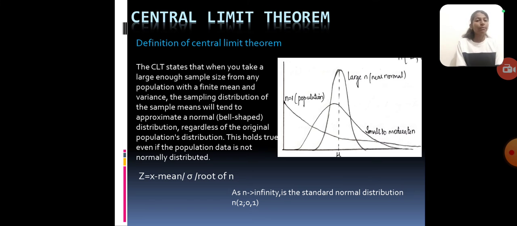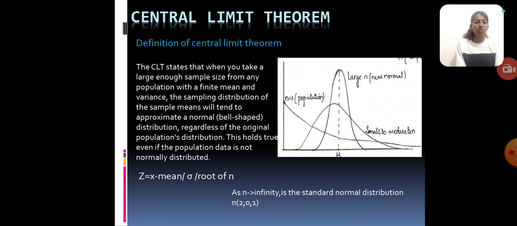Now we'll understand the central limit theorem. Definition of the central limit theorem: it states that when you take a large enough sample size from any population with a finite mean and variance, the sampling distribution of the sample means will tend to approximate a normal, that is bell shaped, as shown in the figure, distribution regardless of the original population's distribution. This holds true even if the population data is not normally distributed.